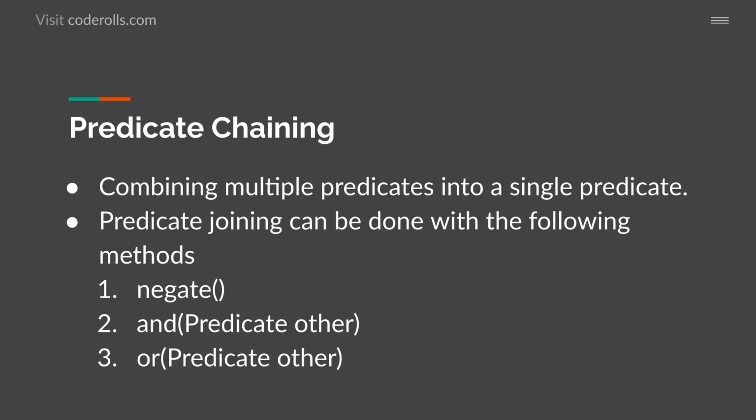So basically we have three methods which will be used for predicate chaining. The first one is negate, the second one is and, and the third one is or. Now you may have studied the logical gates in your universities. These methods represent the same concept.